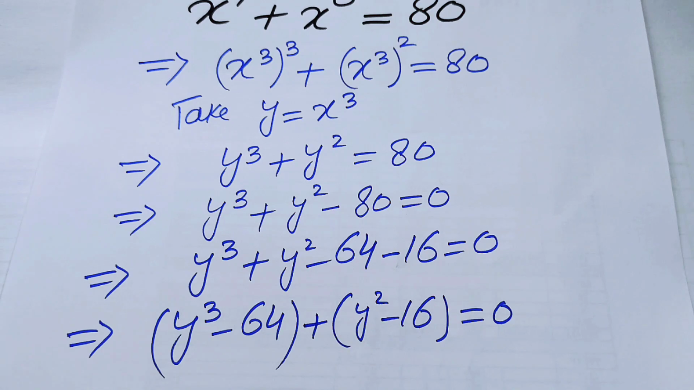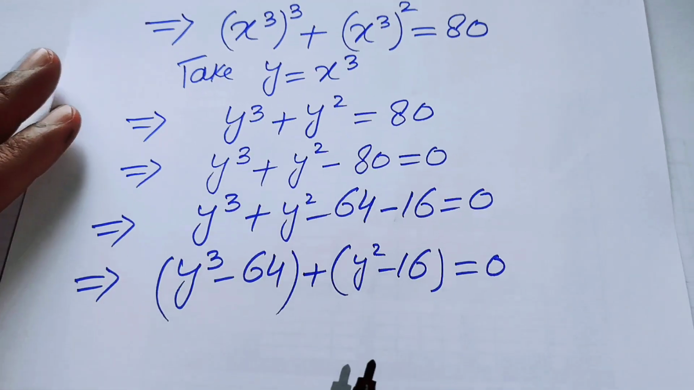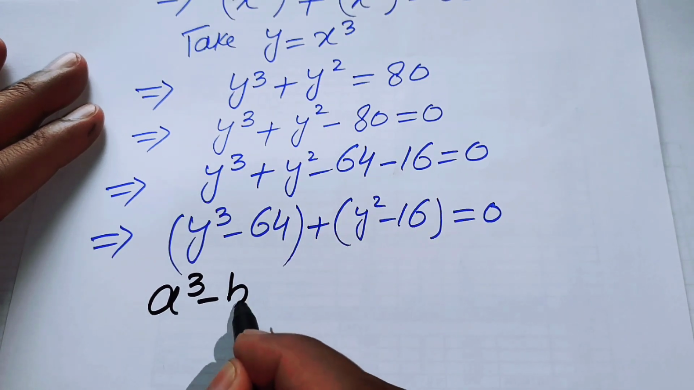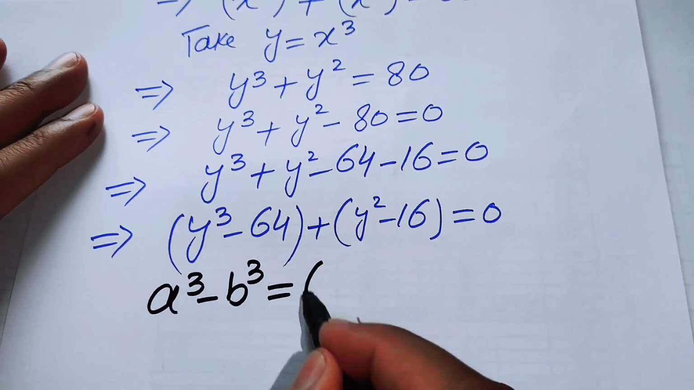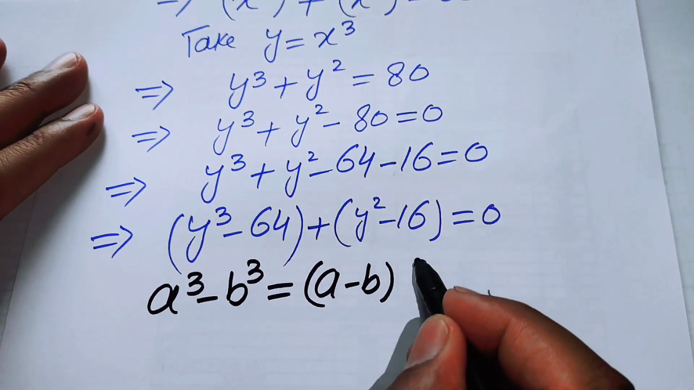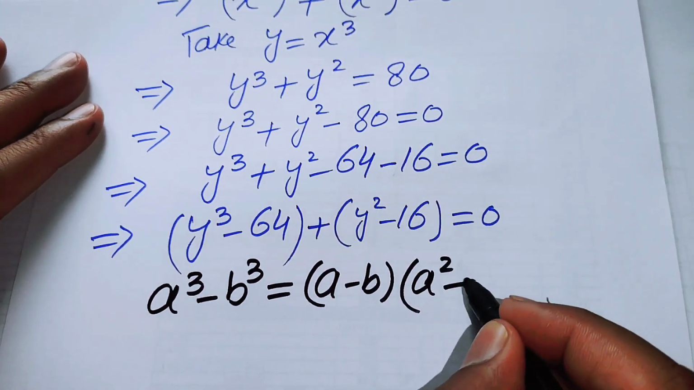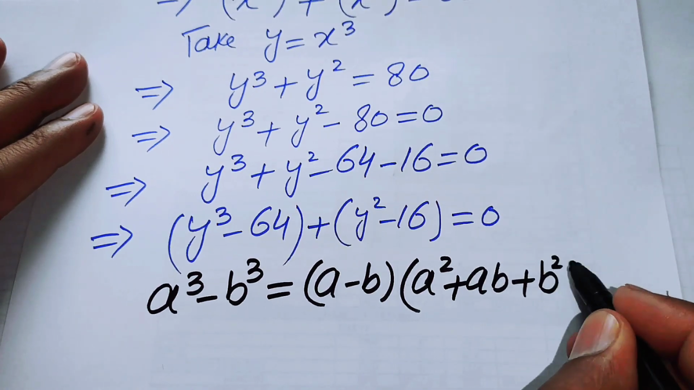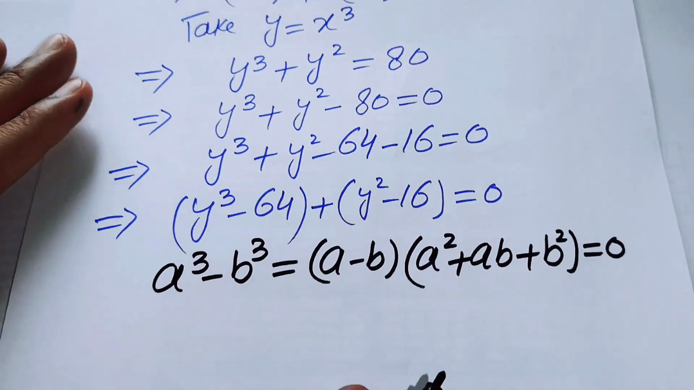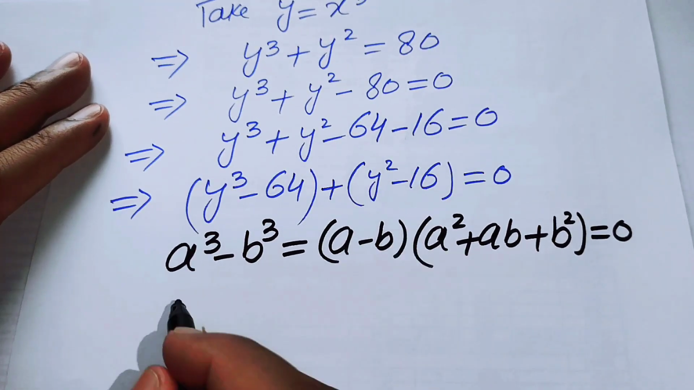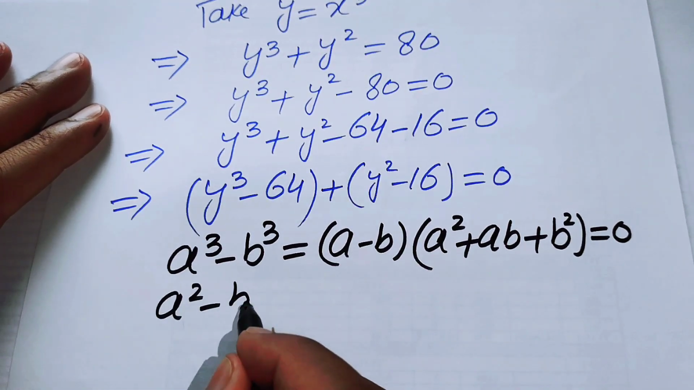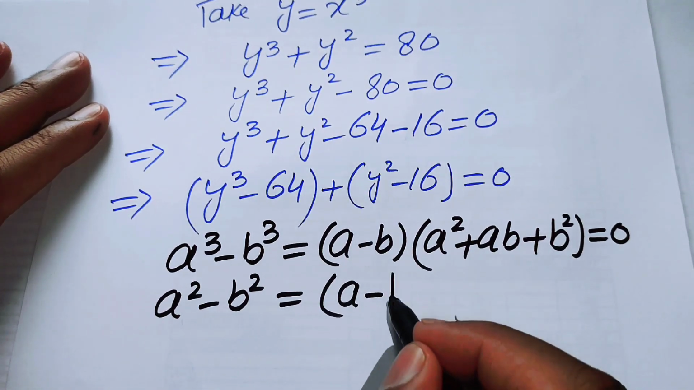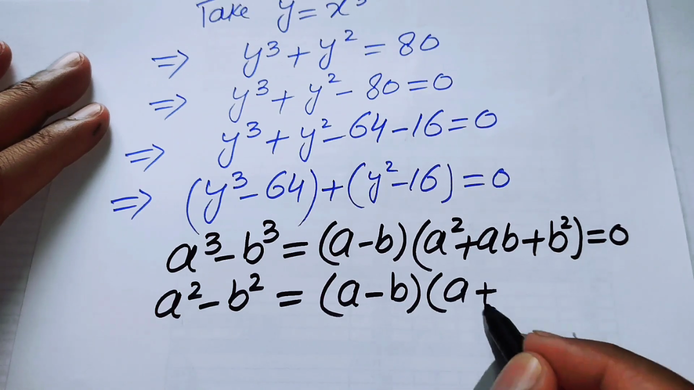And after that I can apply the cubic and the square formulas. You know that if we have a cubed minus b cubed, it is equal to a minus b times a square plus ab plus b square. And similarly we will apply the square formula, which is a square minus b square is equal to a minus b times a plus b.